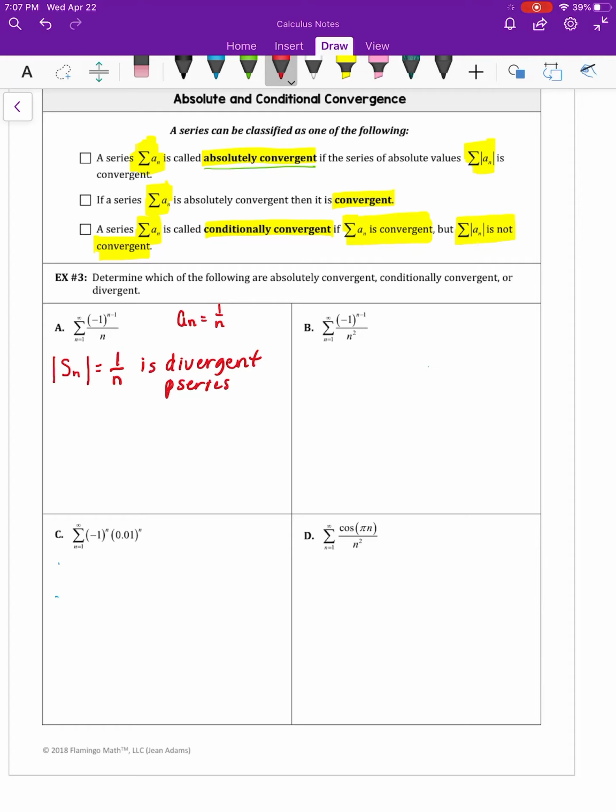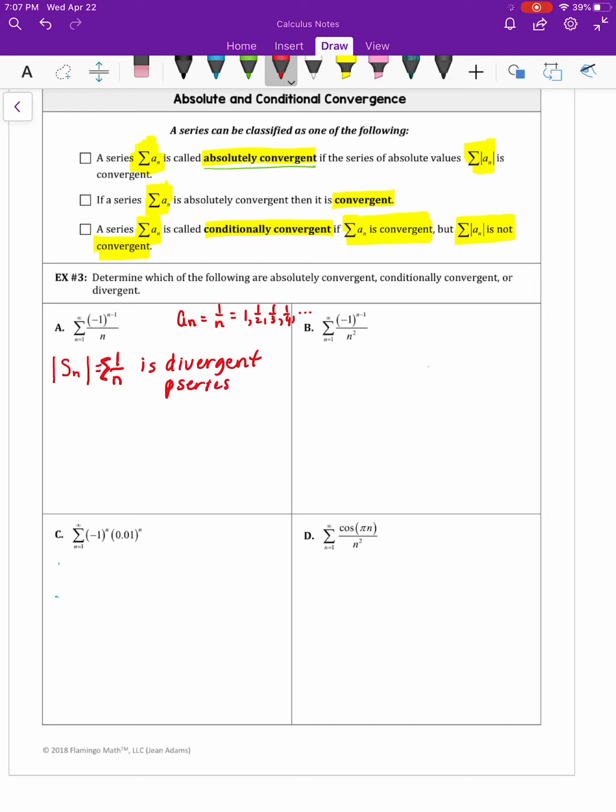But now when we're trying to determine absolute convergence or conditional convergence, we're going to say, if that plus 1 minus 1 plus 1 minus 1 wasn't there, that's the absolute value of it. So all that would be left is that 1 over n. Well, we know that that is a divergent harmonic series. Divergent P series, right? It's the harmonic series.